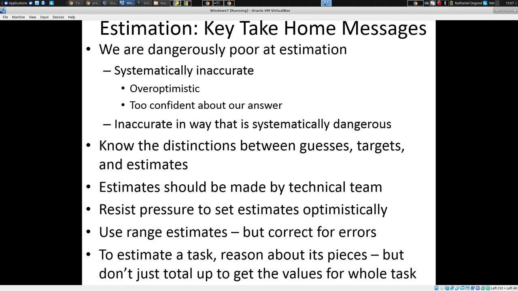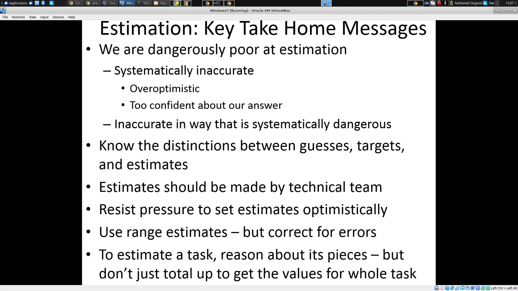So in short, we're inaccurate in a way that's systematically dangerous. I'm going to introduce a distinction here between guesses, targets, and estimates in the software regime. Much of what we gave here varied between, on the one hand, estimates, and on the other, guesses. But as a practicing software professional, you want to be clear about what sort of answer you're being asked to give. Estimates should be made by the technical team.